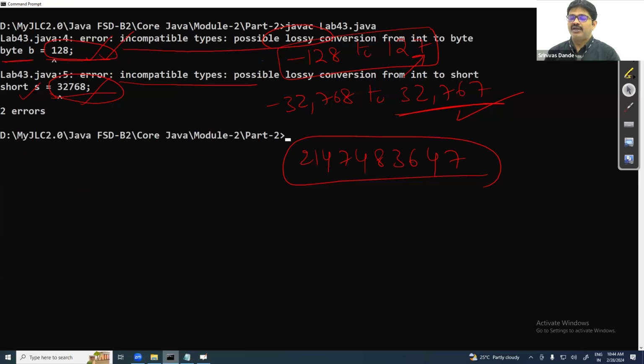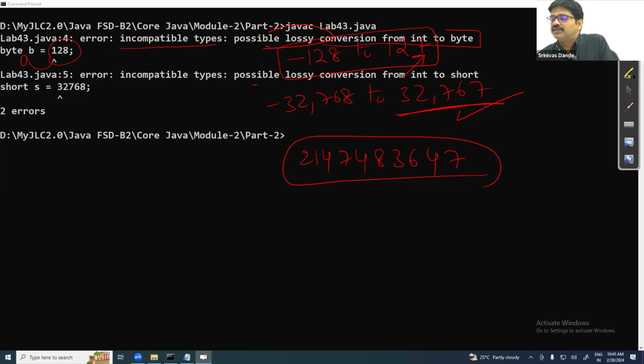Now you read and tell me carefully, guys. Incompatible types, it is telling, guys. Which are incompatible, it is telling. I'm assigning 128 to byte. Okay, it is telling incompatible. Who are incompatible? Conversion from int to byte. Where is the integer? See, 128 is considered as integer, not as a short. Again, incompatible types. Possible lossy conversion from int to short. This 32,768 also considered as integer by default.